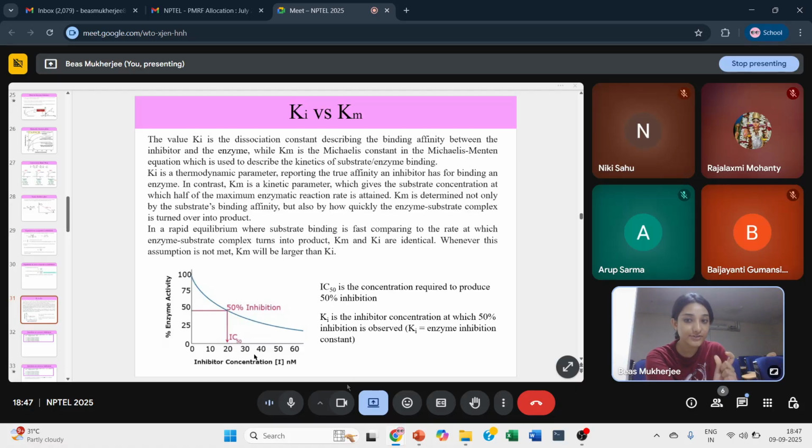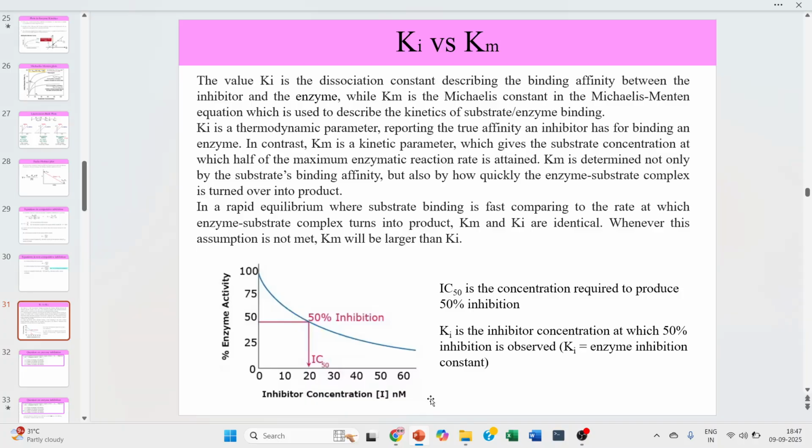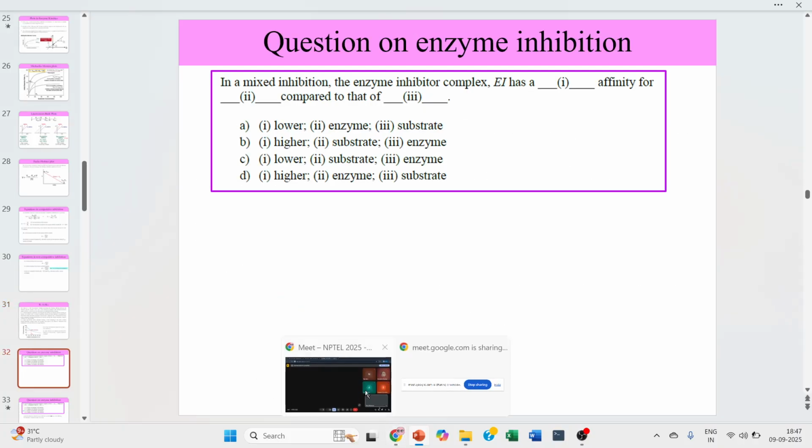So IC50, what is that? That means the concentration of the inhibitor at which 50% of the enzyme activity is inhibited. That is your IC50. So Ki is the inhibitor concentration at which 50% of the inhibition is observed. So IC50 is your Ki. Got it? Similarly, Km is the concentration of the substrate at which half of the velocity is met. Okay. Right. Now we will move on to the questions.